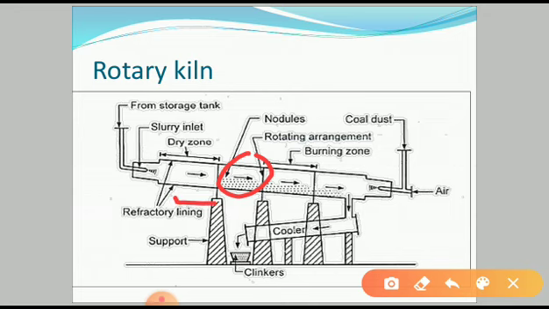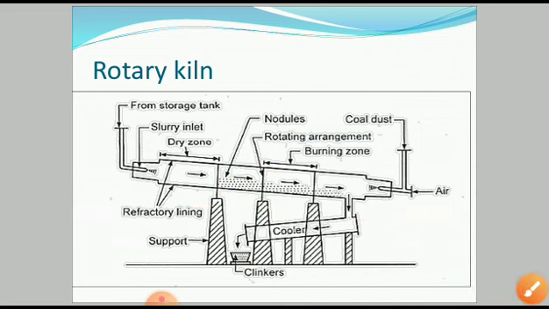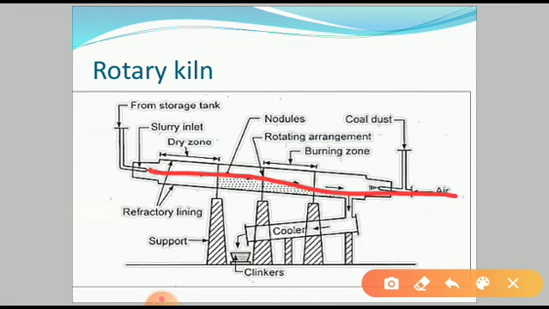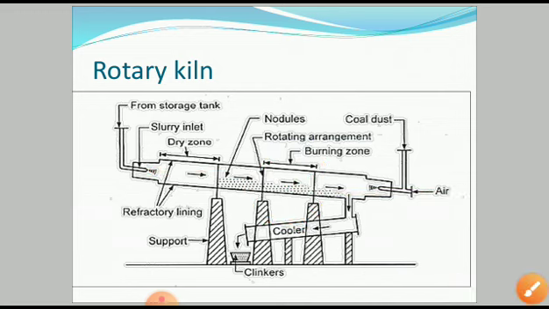These are the roller bearings on which this rotary kiln is mounted and capable of rotating about its own axis at a specified speed. Now, this particular rotary kiln is rotated along its longitudinal axis, so that the slurry which is introduced into the rotary kiln will be mixed thoroughly.